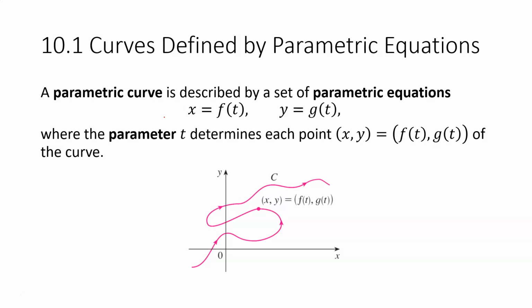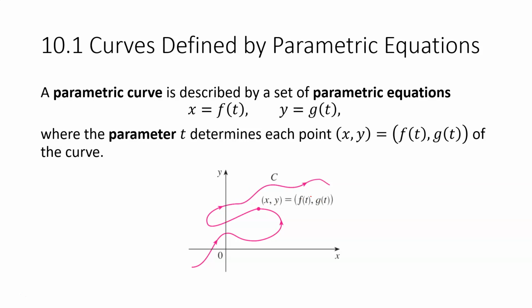So what is a parametric curve? A parametric curve is a curve that you can imagine taking on a winding path through the xy plane, where each point of that curve, x y, is determined by some function f of t for the x coordinate and some function g of t for the y coordinate.